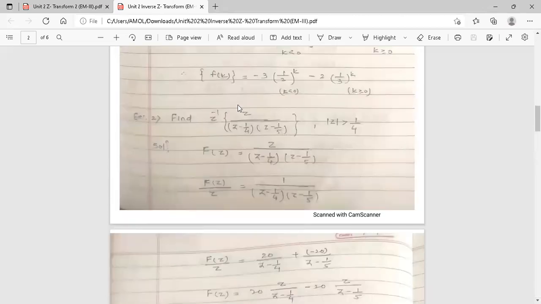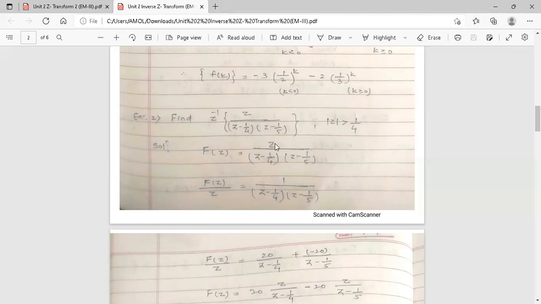Find the inverse z transform of z upon z minus 1 by 4 into z minus 1 by 5, where mod z is greater than 1 by 4. The condition is given. So this inverse z transform of the bracket term is nothing but the z transform. And we use the notation f of z is equal to z upon z minus 1 by 4 into z minus 1 by 5. Now we do the partial fraction of f of z upon z.